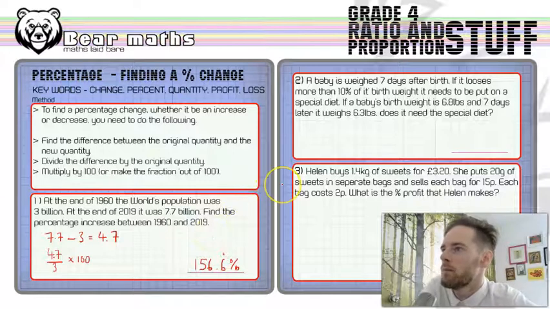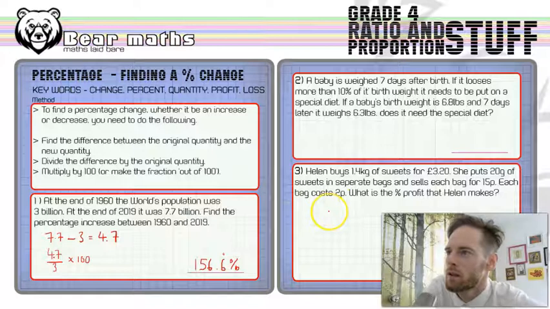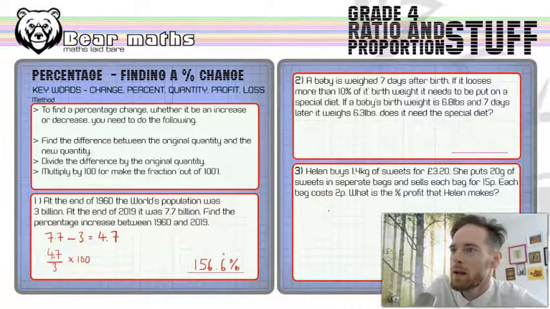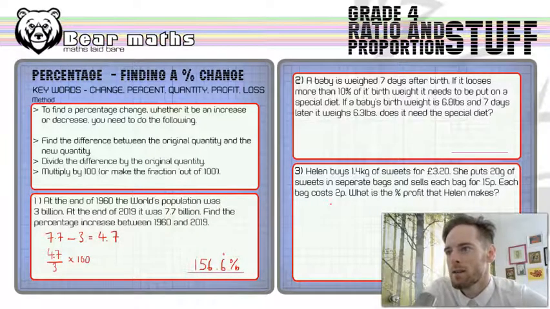So in number 2, now I've written this question for a reason. I'll tell you in a second. A baby is weighed 7 days after birth. If it loses more than 10% of its birth weight, it needs to be put on a special diet. If a baby's birth weight is 6.8 pounds and 7 days later it weighs 6.3 pounds, does it need the special diet?